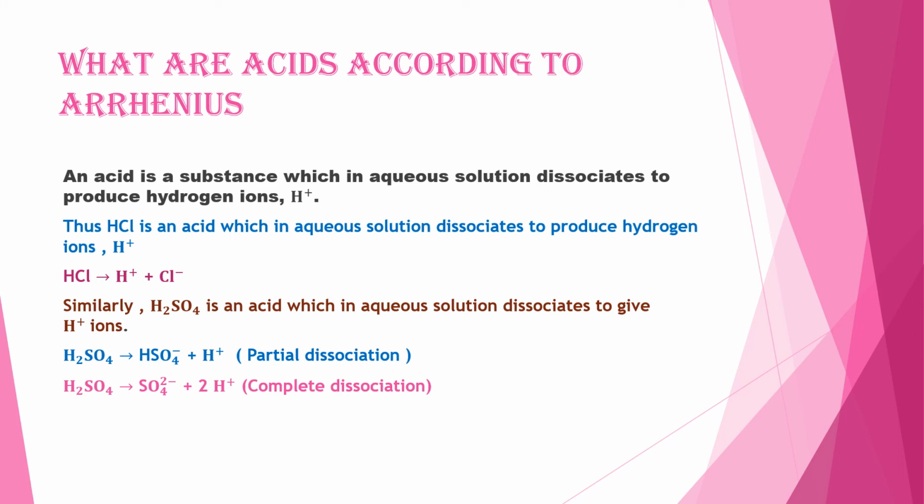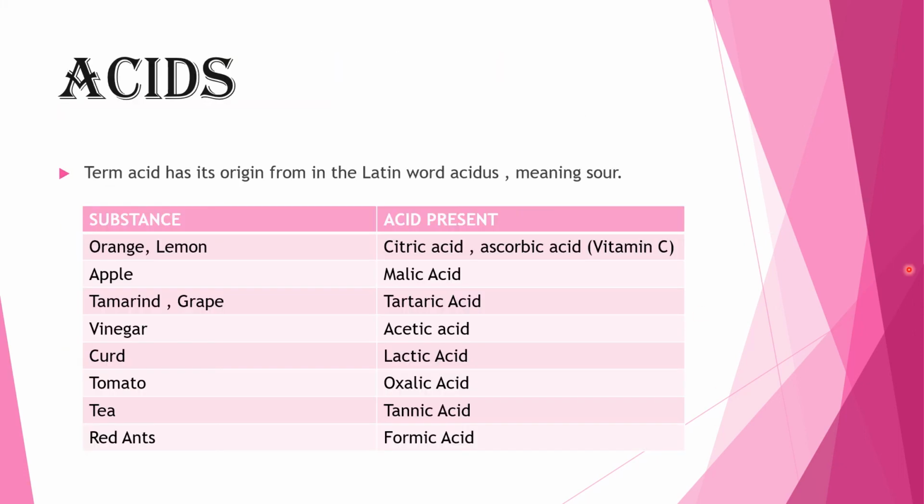Now, proceeding further, acids. The term acid has its origin in the Latin word acidus, meaning sour. Here are some of the substances and the acids present in them.